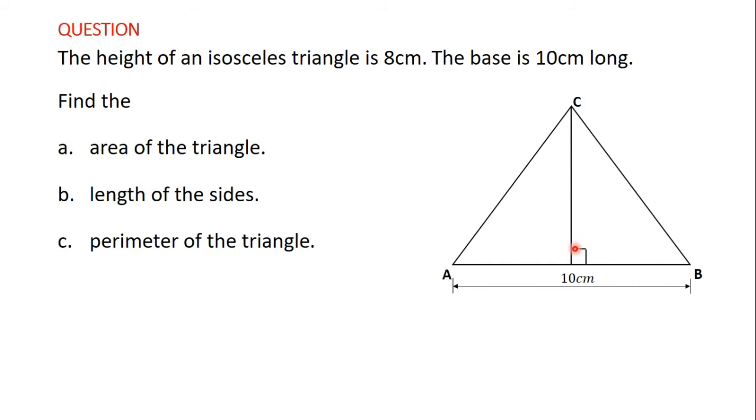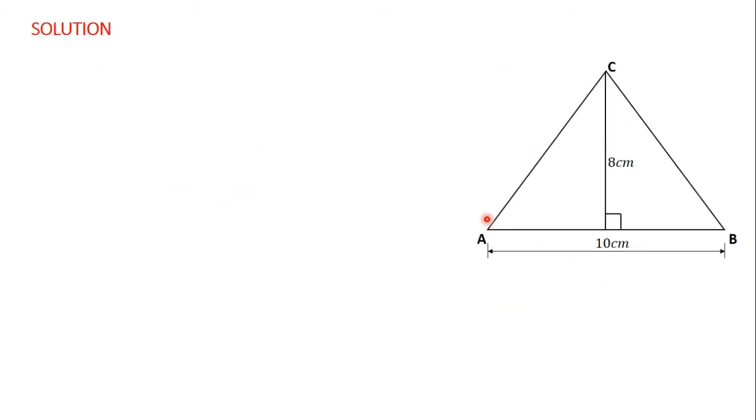Since it's a perpendicular distance, we indicate the right angle sign here to show that they meet at 90 degrees. And this line from C to the line AB is 8 centimeters. So the base of the triangle is 10 centimeters and the height of the triangle is 8 centimeters. Okay, the question says that we should find the area of the triangle, then the length of the sides of the triangle, then the perimeter of the triangle. Let's begin with the area.